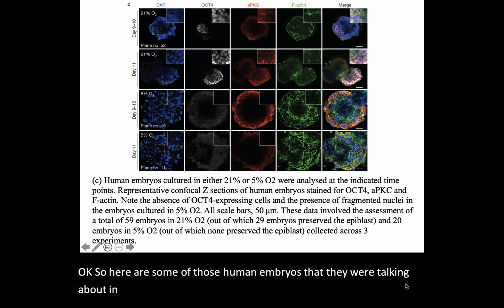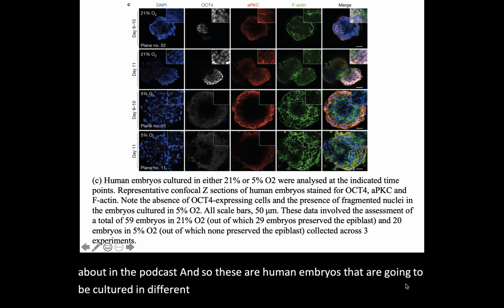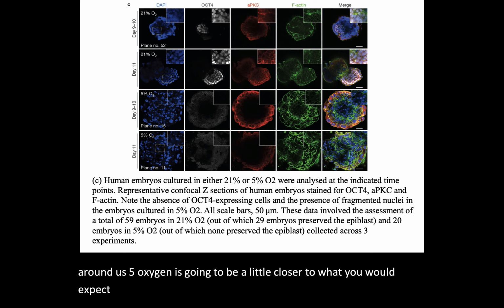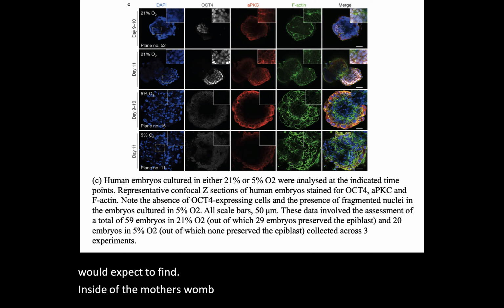And so these are human embryos that are going to be cultured in different conditions. Now, full-on air gives you about 21% oxygen. That's just like the amount of oxygen that's in the world around us. 5% oxygen is going to be a little closer to what you would expect to find inside of the mother's womb. So that's going to be a little more normal.